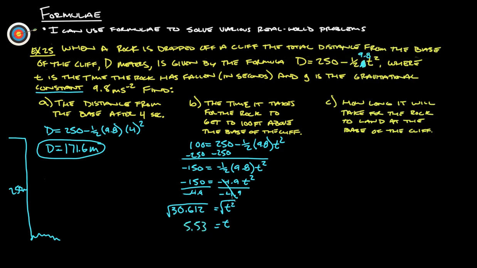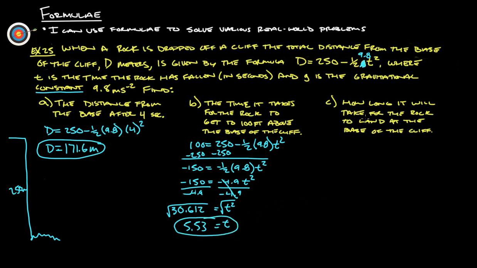5.53. Now, if you remember, whenever you take the square root of a number, an even root, you have to do plus or minus. Since this is talking about time, 5.53 seconds makes sense. Negative 5.53 seconds does not make sense. So we're going to stick with just the positive answer.